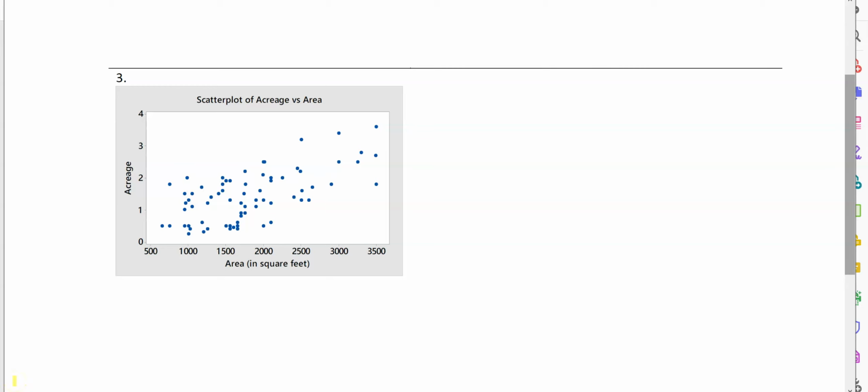So let's take a look at this scatter plot. Whenever you're given a graph, you always want to figure out what the axes are representing. And when it's a scatter plot, you also want to think about what each dot represents.